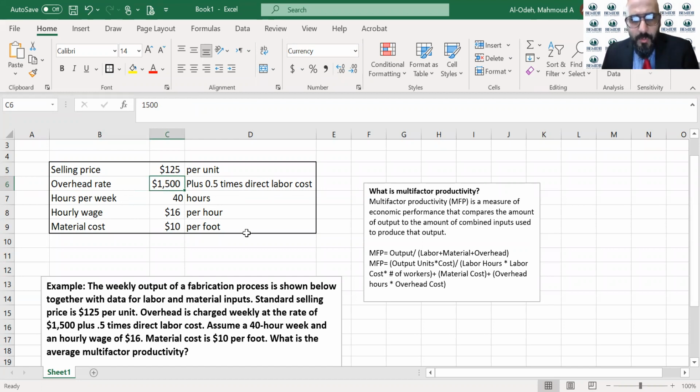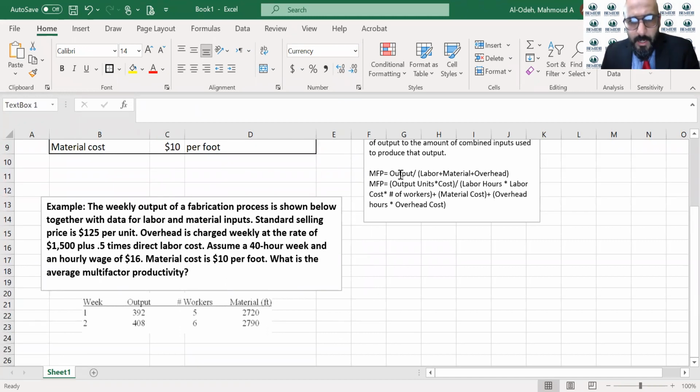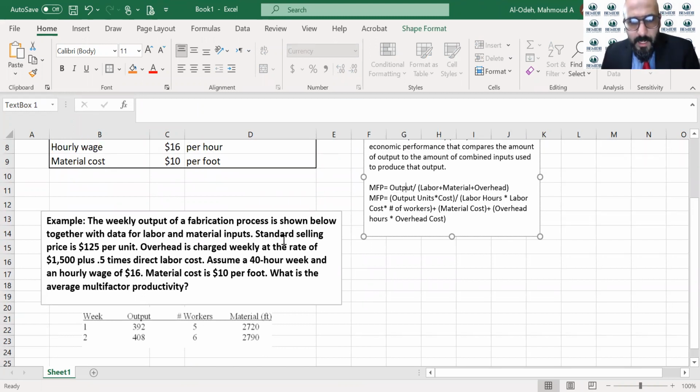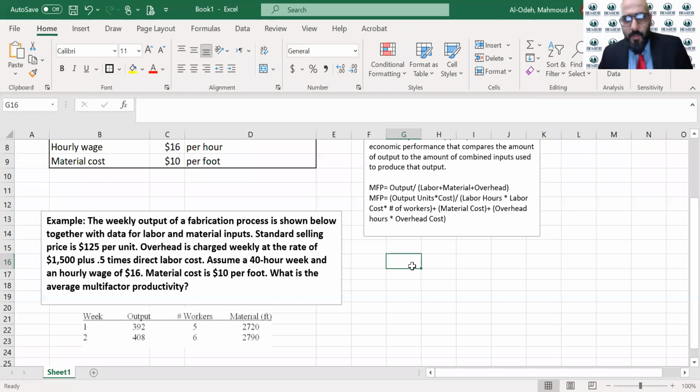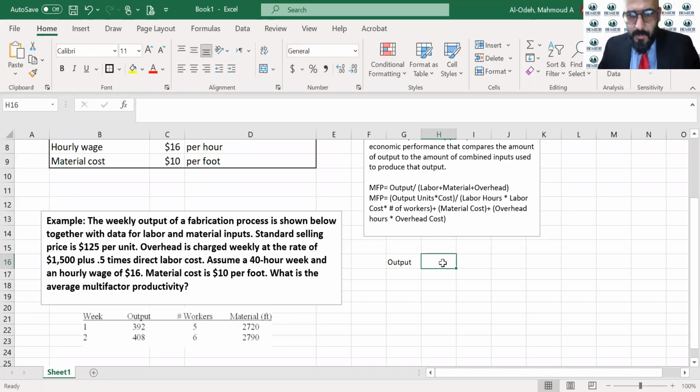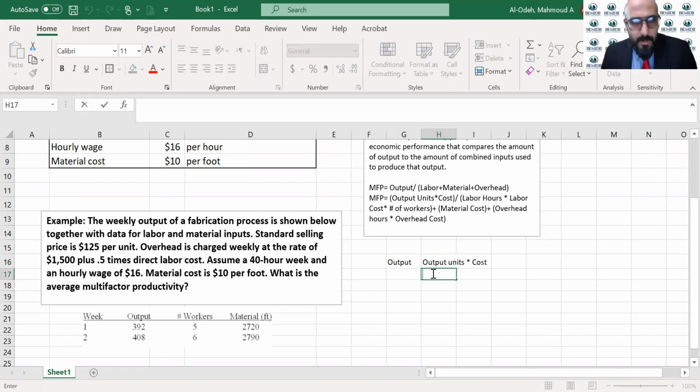So what we need to do is start with this equation, which is the output divided by the input. We need to find out what the output is and what the input is. So start with the output. I'm going to put it in here. The output would be the output units times the cost. All right, now let's take a look at what the output would be for the first week. So this is week 1.